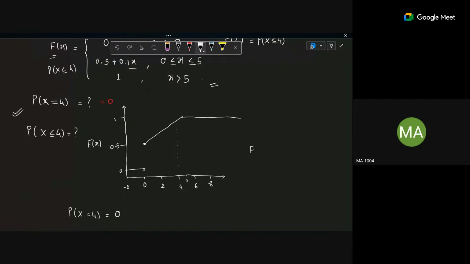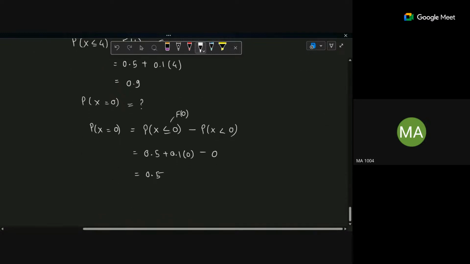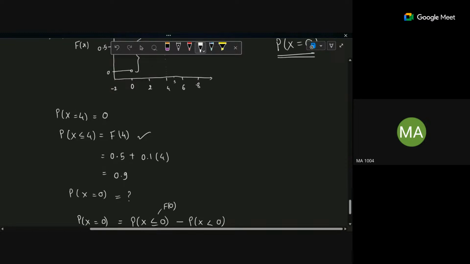Once you plot the graph, maximum things will be cleared. If your graph has a jump and they are asking probability at a particular point, like at x is equal to 0 or x is equal to 4, then just look at your graph and check whether your graph has jumped at that point. If your graph has jumped at that point, then just subtract the values, where 0 is included and 0 not included. The main real procedure is to subtract like that, f of 0 minus probability x less than 0.